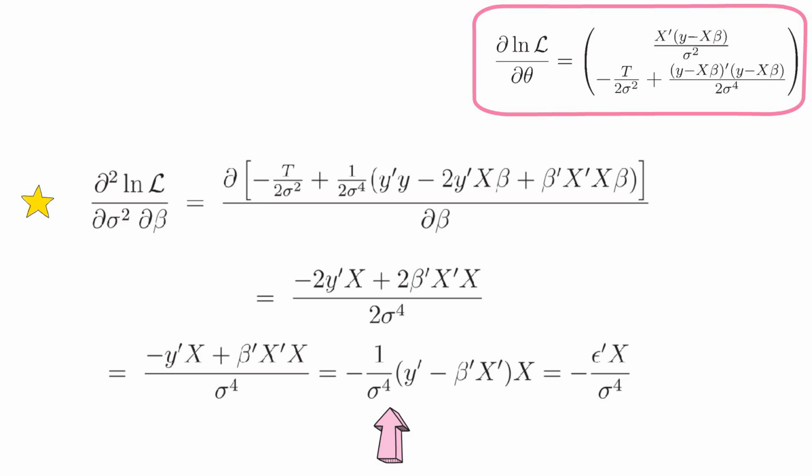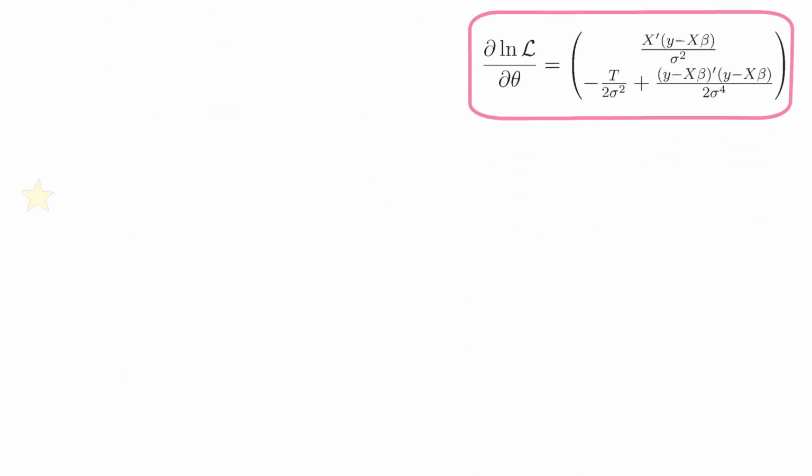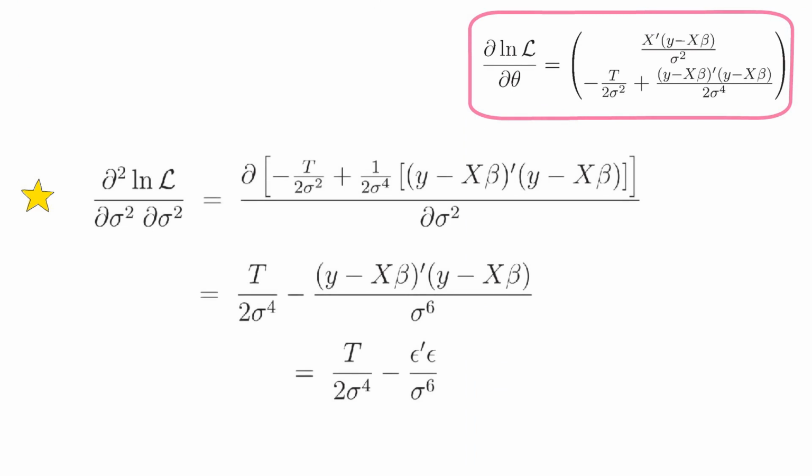And since epsilon is just y minus x beta and epsilon prime is y prime minus beta prime x prime, we rewrite the last term as minus epsilon prime x divided by sigma to the power of 4. Alright, we are done very soon. We need the last element of the Hessian, which is the second derivative of the log likelihood with regard to sigma square and sigma square.